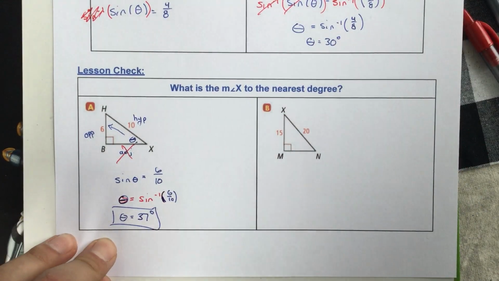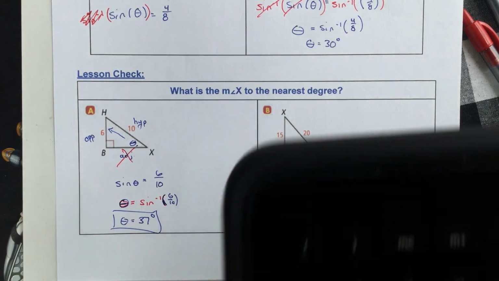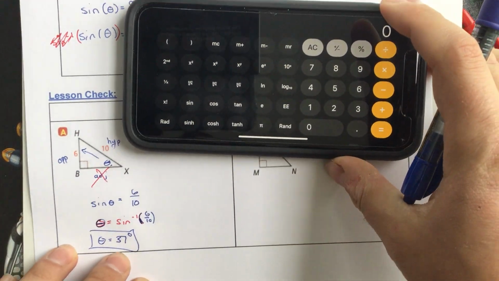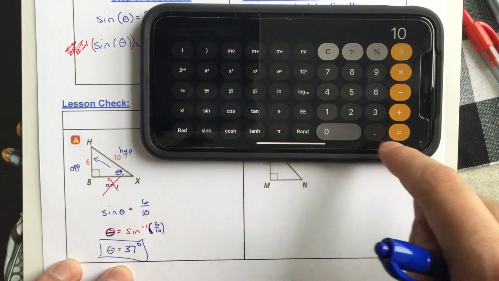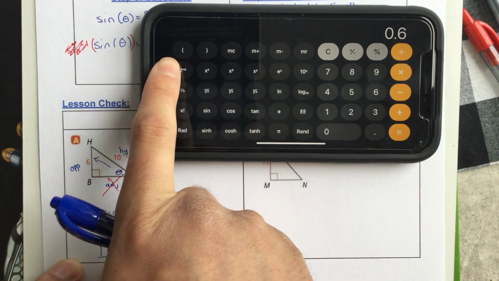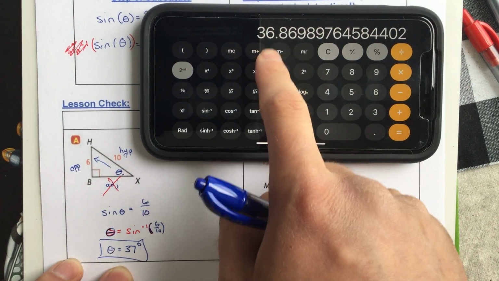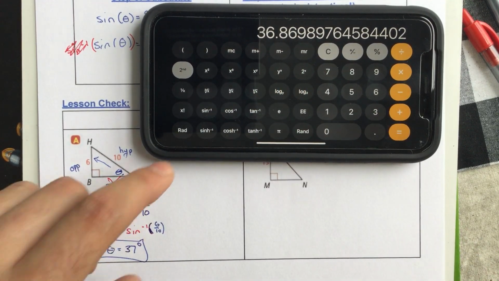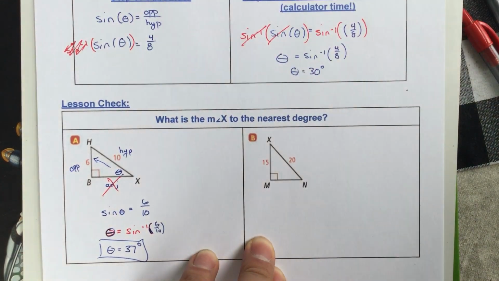Let's use the iPhone calculator just so you can see another example. I'm going to first write 6 divided by 10. Right now I see sine, cosine, and tangent, so I want to hit second, then that inverse sine symbol, and it still comes out to, when I round up, 37 degrees. Let's do one more example.